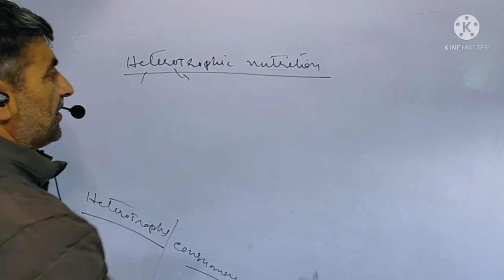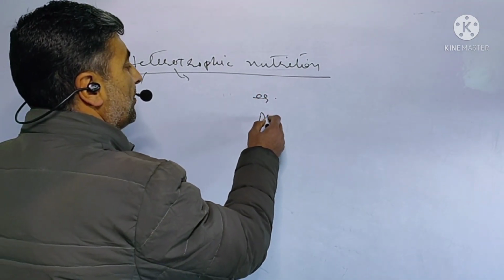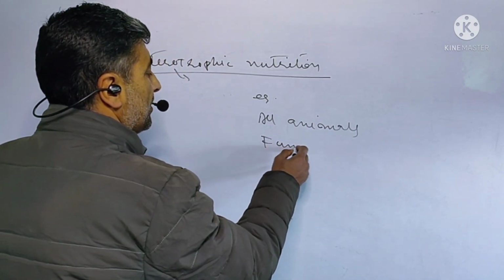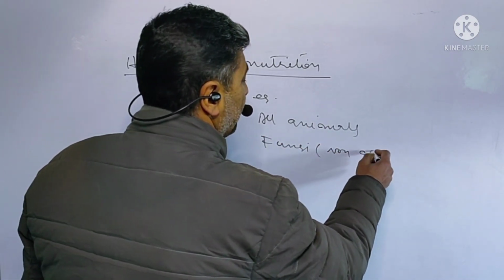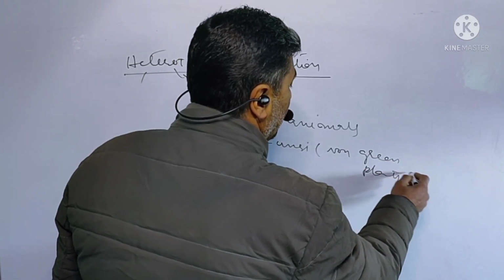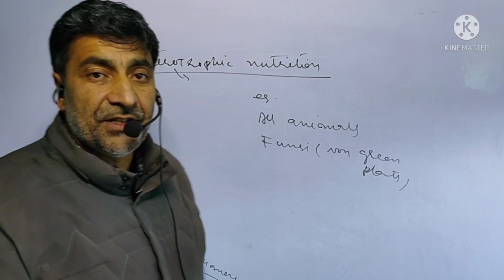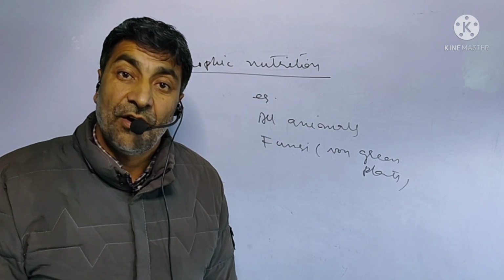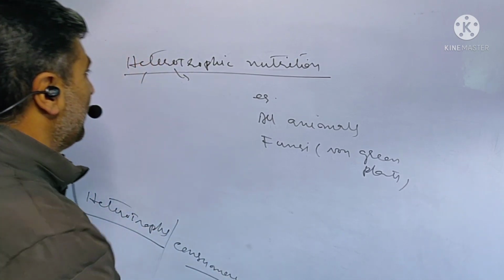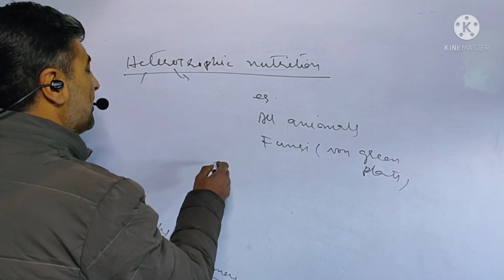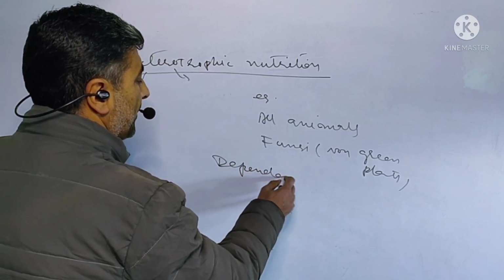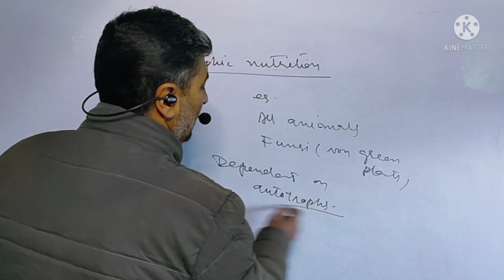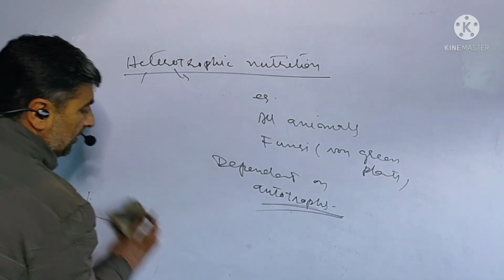So I will cite an example here. For example, all animals and fungi, non-green plants, they are heterotrophs. They are dependent on autotrophs, directly or indirectly. All heterotrophs are dependent on autotrophs. So this is heterotrophic mode of nutrition.